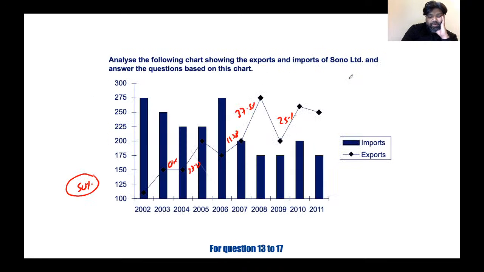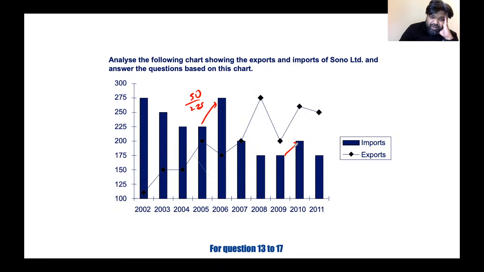Imports. Now in imports, it asks in which year the second largest increase happened. This is a decrease, this is a decrease, this is the first increase. 225 to 275 means 50 on 225. This is a decrease, this is a decrease, this is the second largest increase, that is 2010.